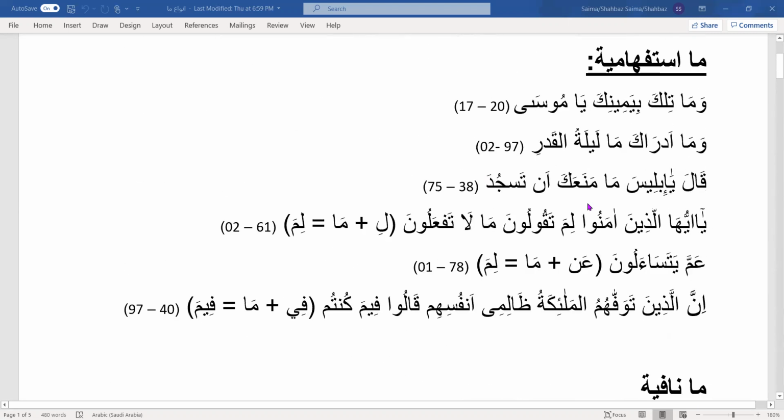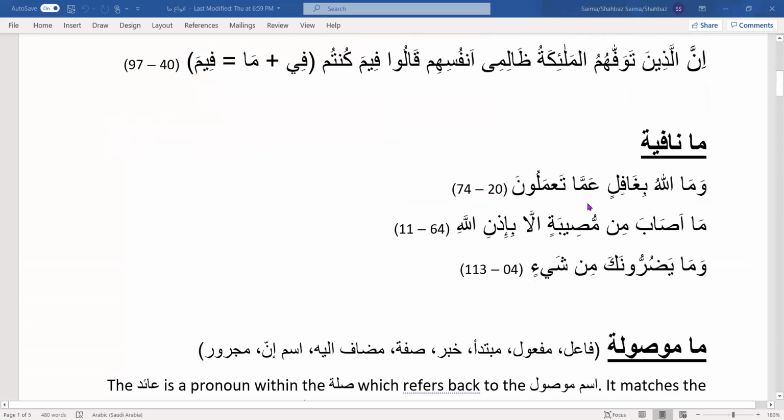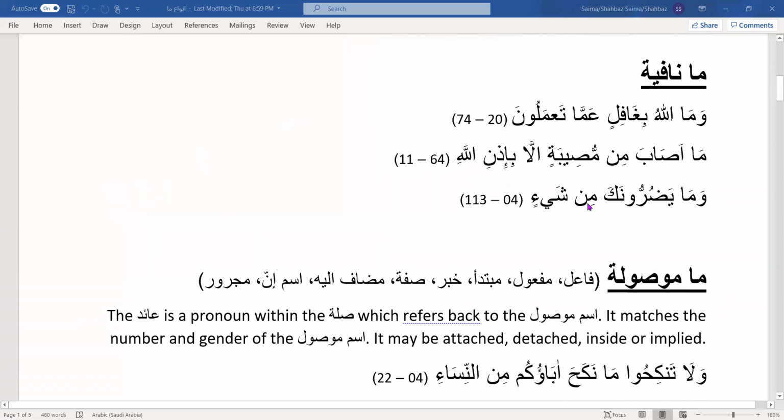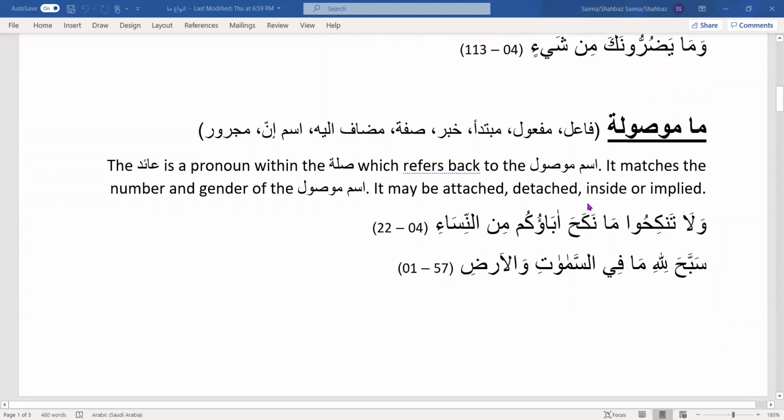So we talked about ma istifhamiyah so far, the ma used to ask a question. And then ma nafiya, which means not. And the third one is ma mausulah. Brother Abdul Khalik or Brother Akhtar, I'm not sure who taught this, but it was asma mausulah. They were taught: allazi, allazina, allati, allati, or allai. And ma and man, I believe, were included in it. So we already know about this ma.